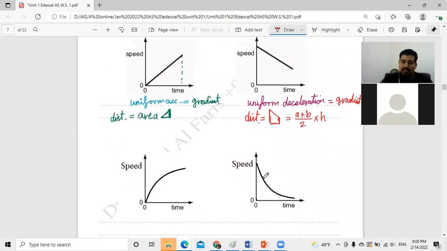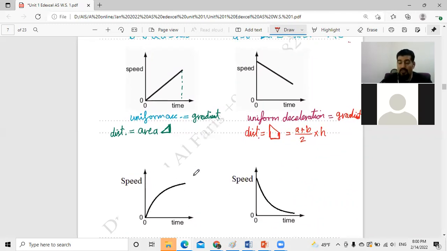Now, what about these lines? What do they represent? It's a curved line. It's not a straight line. So I can't say it's uniform. I can't say it's constant. I will only say uniform or constant if I have a straight line or when the question tells me. Here we have a curved line. So what does this curved line represent?